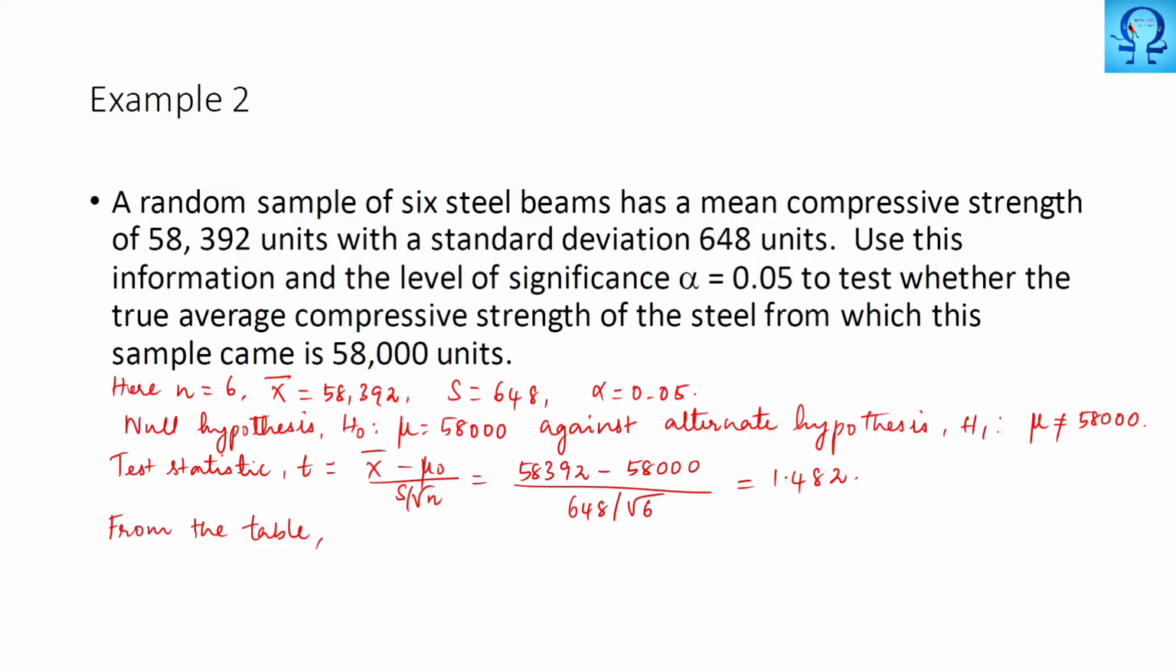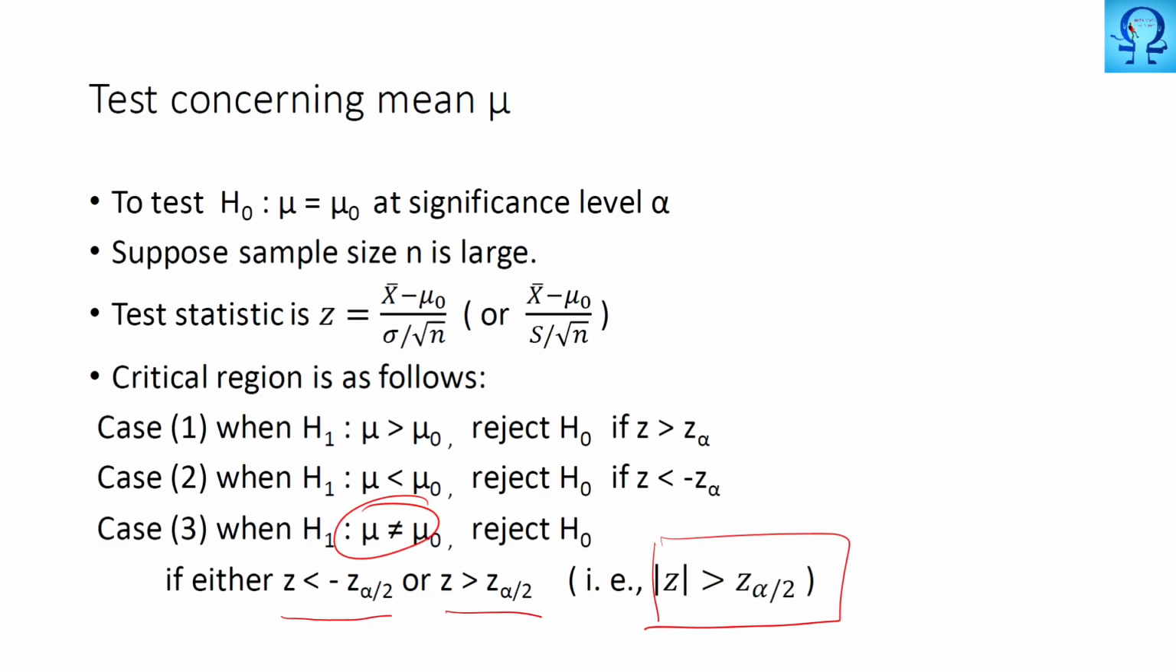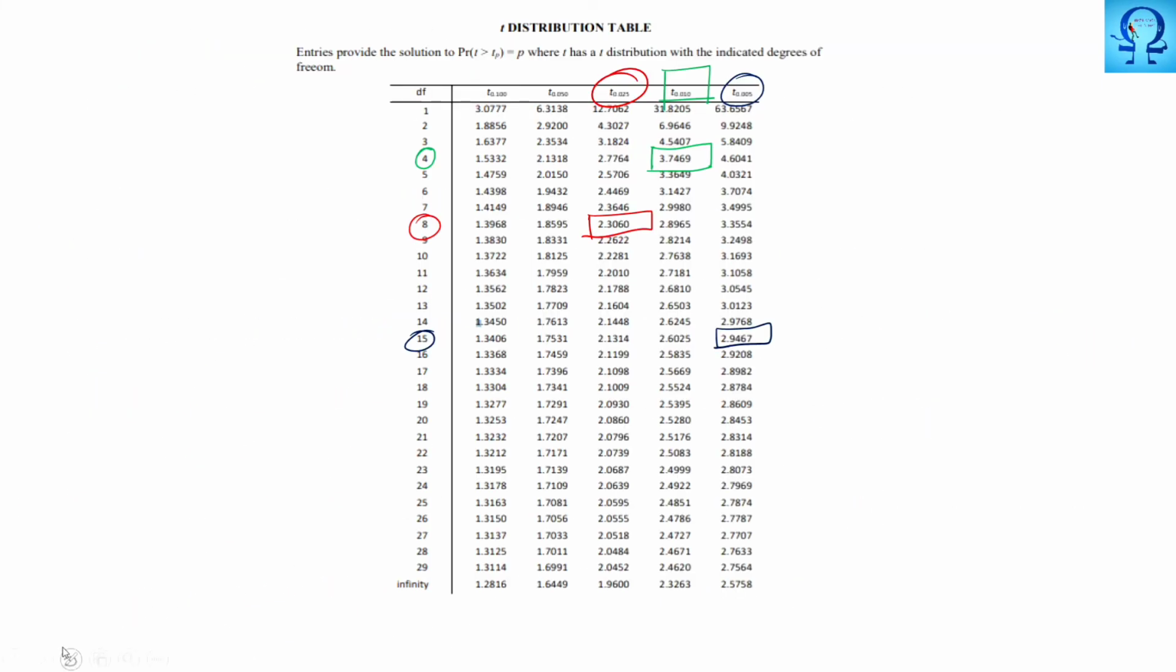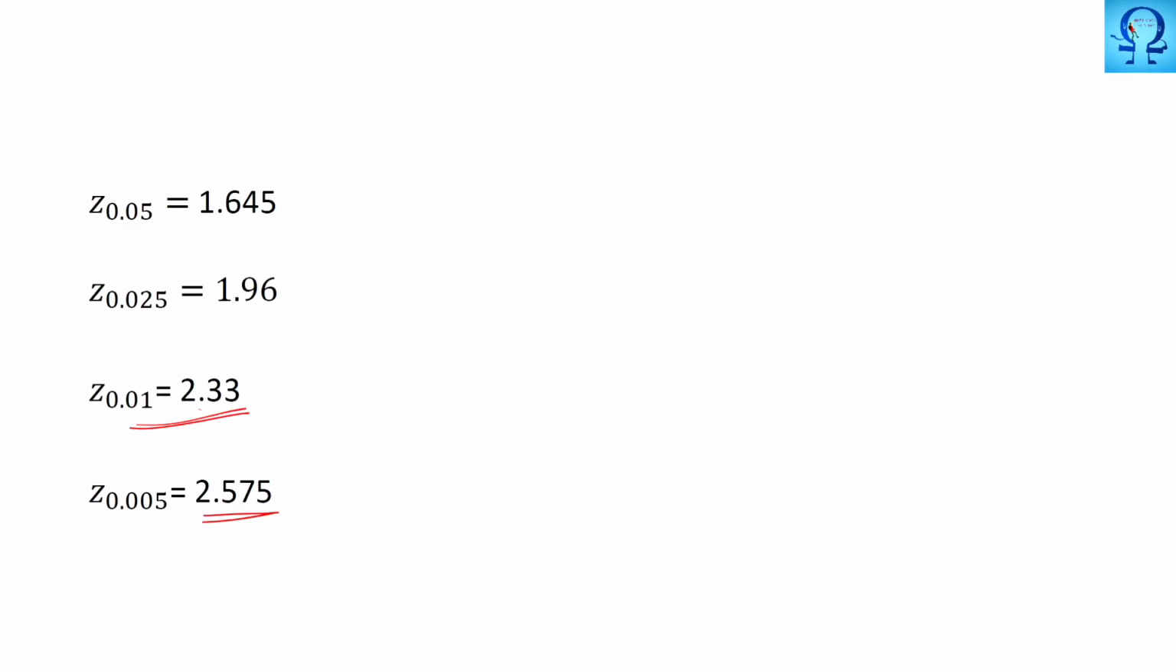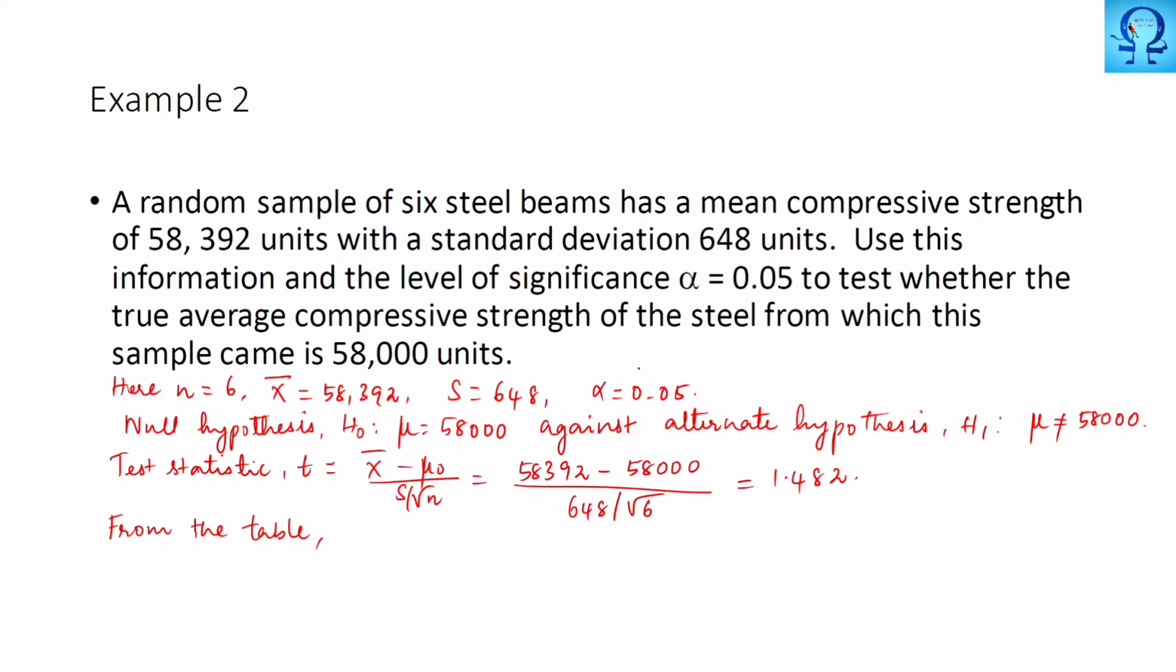Now our alpha value is 0.05, isn't it? Let us get back to the table. Our alpha was 0.05, but we need to read t alpha upon 2, that is t 0.025. And what was our nu? Nu is n minus 1, and we had 6 samples, so 6 minus 1 is 5. So this is the value, 2.5706. From the table we have read t alpha upon 2 is 2.5706, for alpha equals 0.05 and nu equals n minus 1, which is 6 minus 1, that is 5.